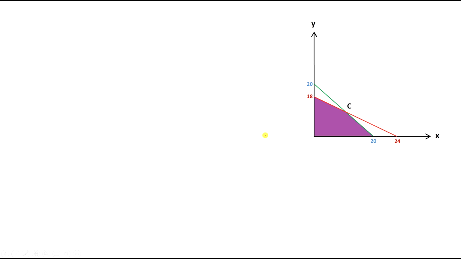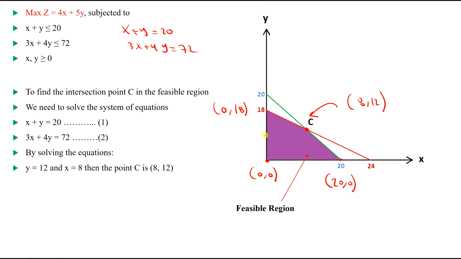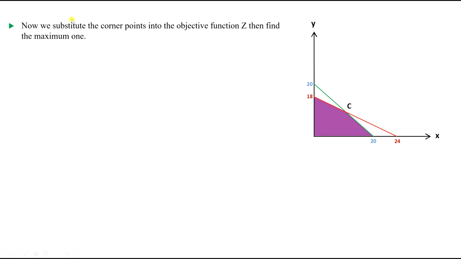Now what? You can see 0 and 0, 0 and 18, 20 and 0, and 8 and 12. One of these points is the optimal solution. How can I get it? We would like to maximize this function. So at each point we have a value of x and y. I will substitute them here and find the maximum value. So we will substitute these corner points and find the maximum one.